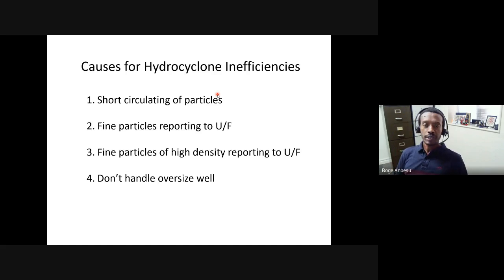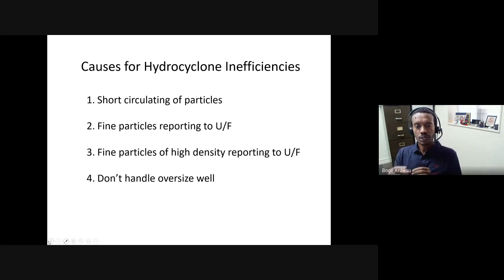So what could be the cause for inefficient operation of a cyclone? As we say, we have 2 streams generated from a cyclone: overflow fines and underflow coarse. Those are the 2 streams we generate. But because the cyclone is one single unit, it's possible for the fines to report to the coarse portion and the coarse portion to go to the fines.